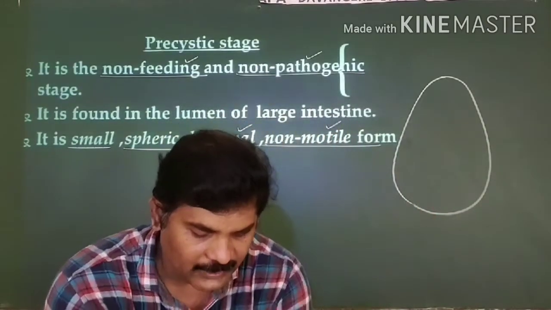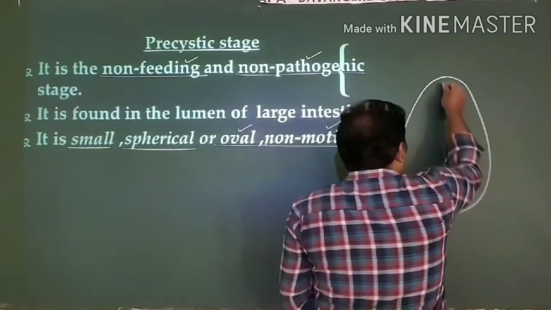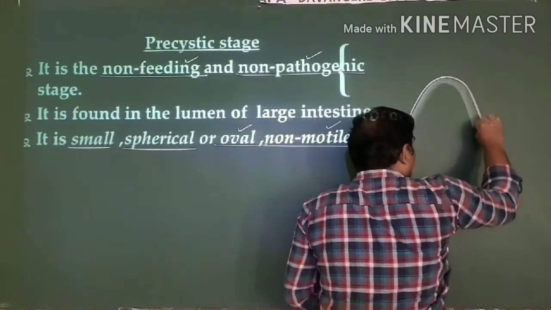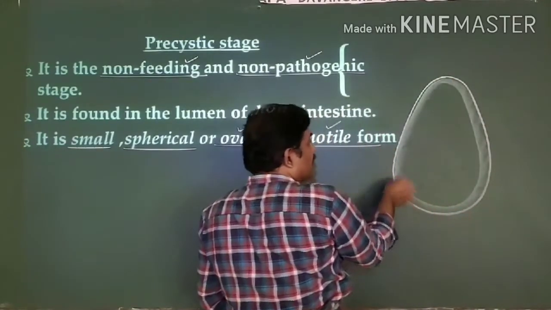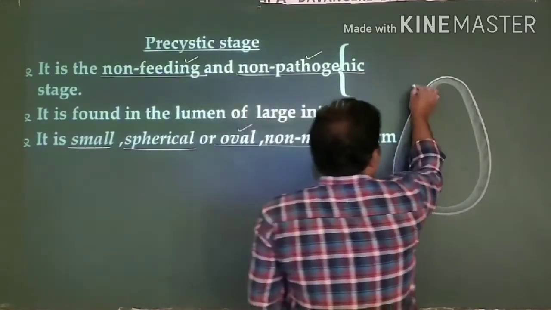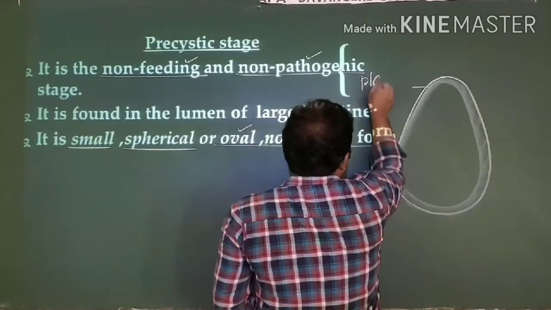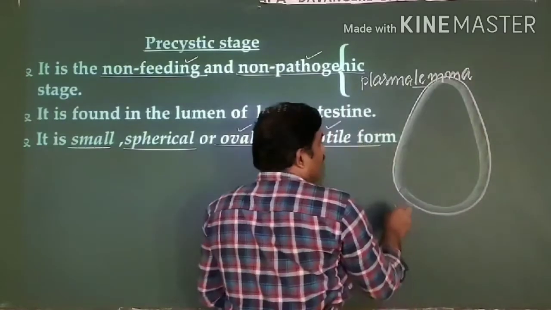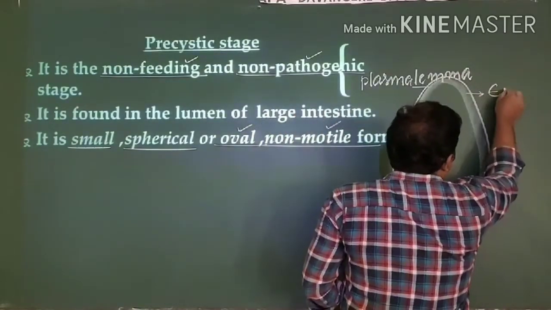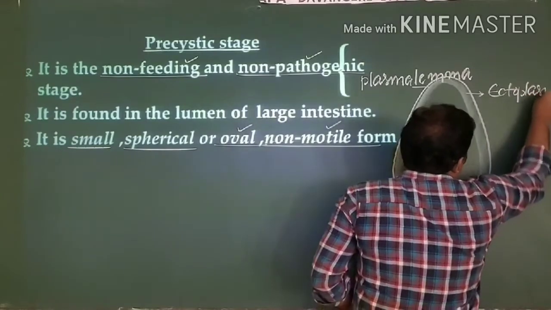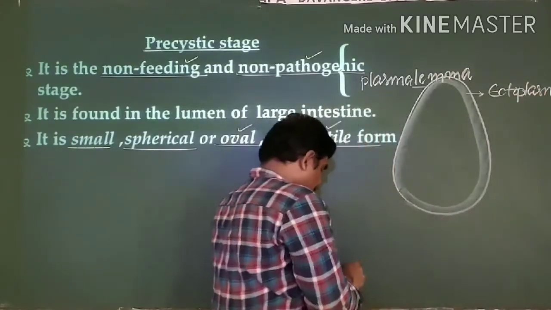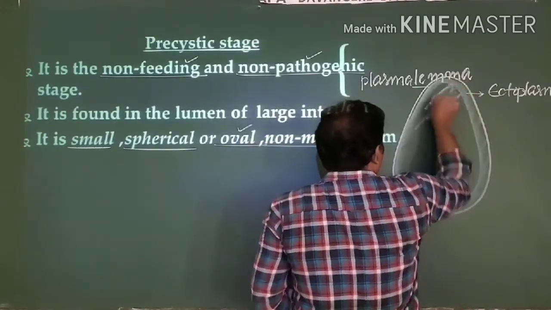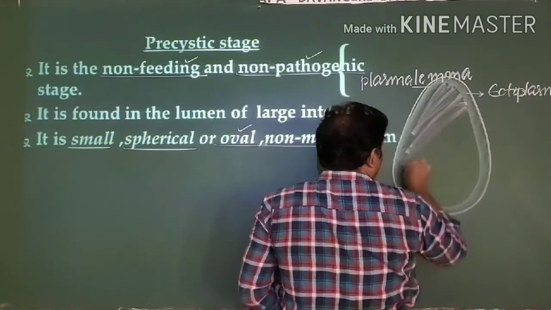Just like the trophozoite, here also you can see an outer ectoplasm, the cytoplasm I am talking about. Then the entire body is covered by the plasma lemma, and this part is the plasma lemma. Right? Then you can see just underneath that ectoplasm, internally, the endoplasm is present. This is a granular structure, the endoplasm.